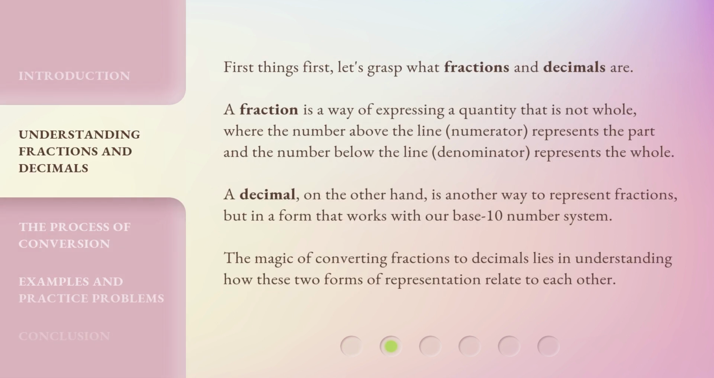First things first, let's grasp what fractions and decimals are. A fraction is a way of expressing a quantity that is not whole, where the number above the line, the numerator, represents the part and the number below the line, the denominator, represents the whole. A decimal, on the other hand, is another way to represent fractions, but in a form that works with our base 10 number system. The magic of converting fractions to decimals lies in understanding how these two forms of representation relate to each other.